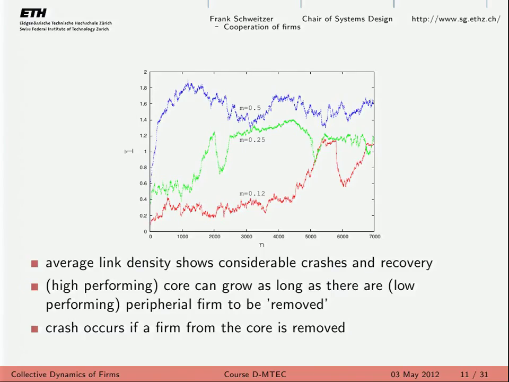What you also see is, that's one message. The other message is, how long does it take before a cycle emerges? You see here, for this red curve, it's about 4,000 iterations. Here it's only 1,000 iterations, and here it's only about 200 iterations, right?